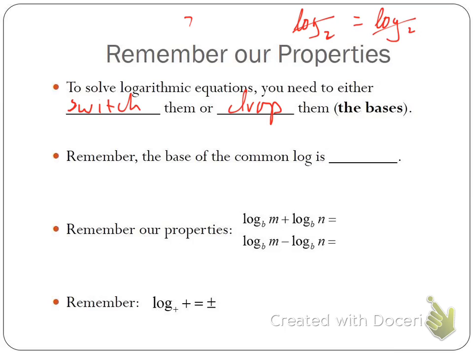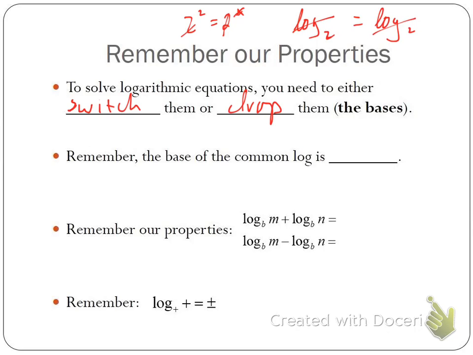Same thing for exponential equations. If the exponent bases are the same, then we just drop them and set the exponents equal to each other and solve from there. So if we have the same bases on each side of the equal sign, whether it's an exponential base or logarithmic base, then we just drop them and solve what's left.